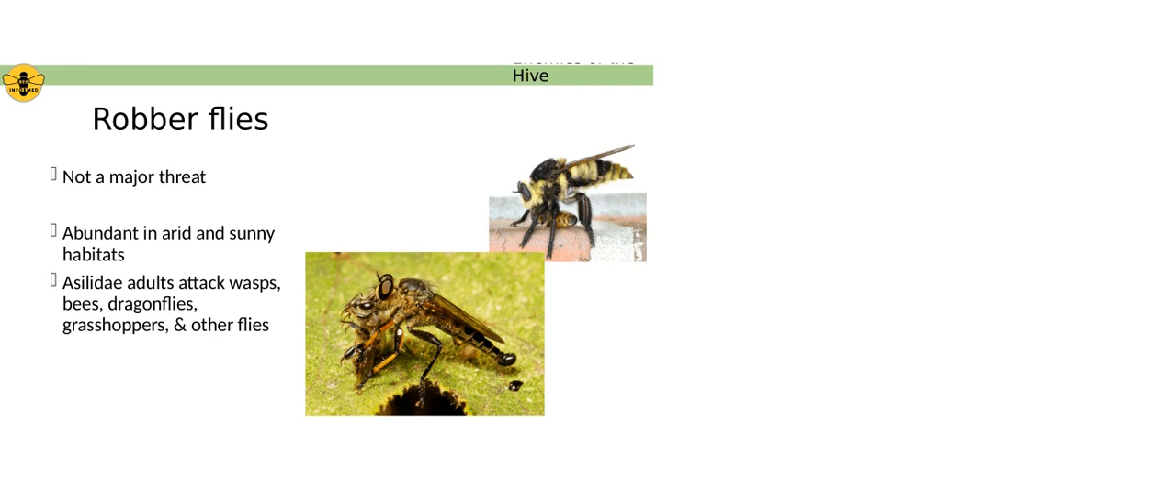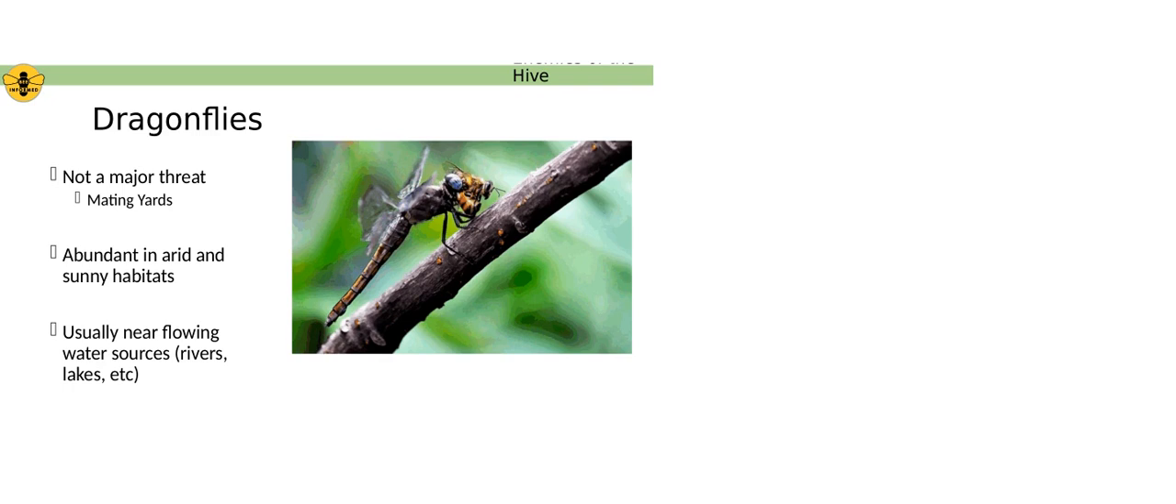So they're abundant in arid and sunny habitats. They're in the family Asilidae. And those adults will actually eat wasps, bees, dragonflies, grasshoppers, and other flies. And so dragonflies, they're also not a major threat.